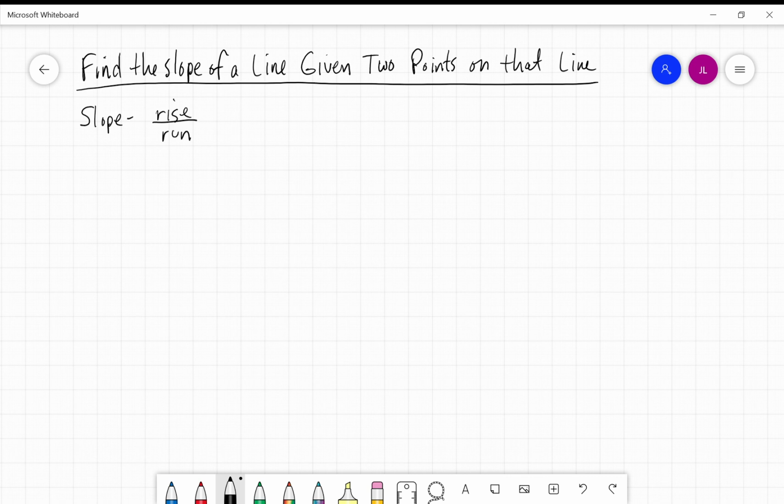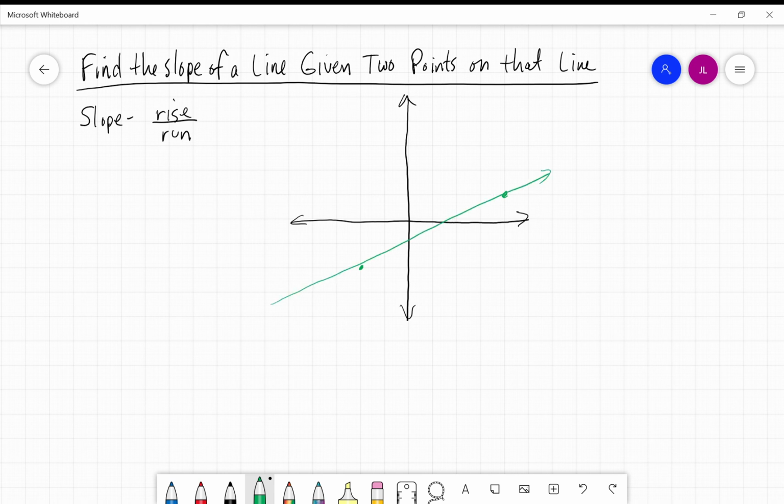So what this means, if we have a line, let's do a graph here and put a line in. We'll have 1 point here and 1 point here. So then if we draw a straight line, or a somewhat straight line, we'll do that.